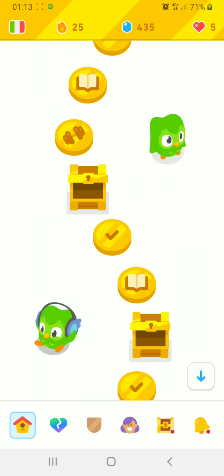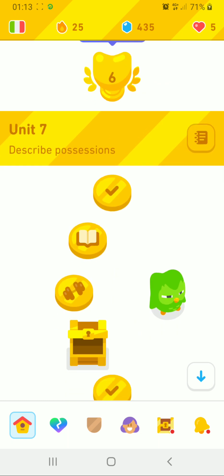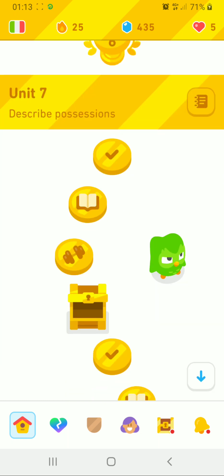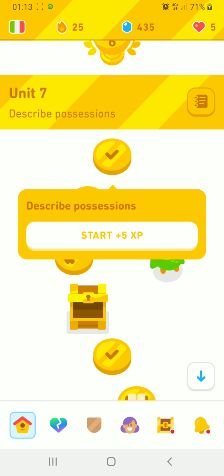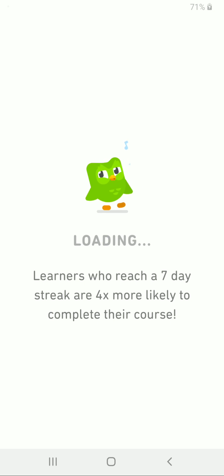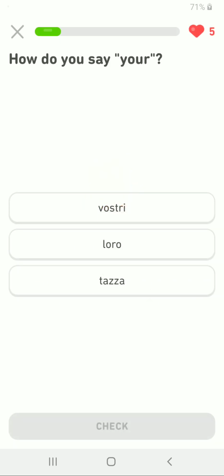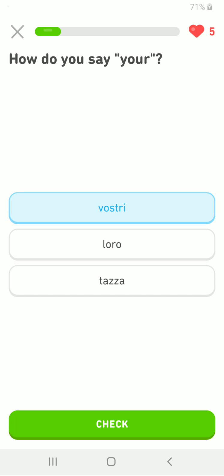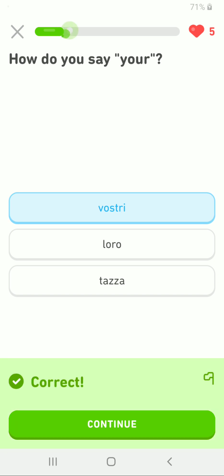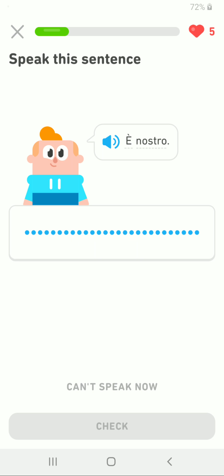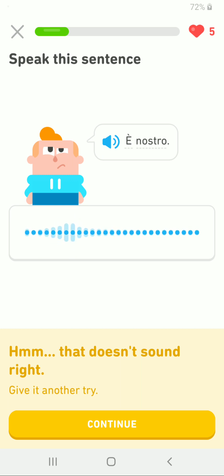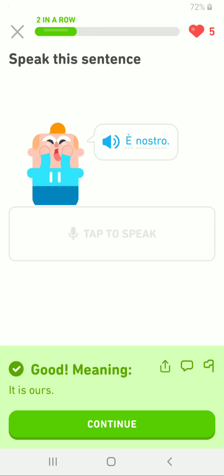Now we're going to brush up on the lessons. Since I already did all of them, I'm quite confident that I can do them without making any mistake. So we'll see how well I perform. Okay, now it's loading. Your: it has to be vostri. It's in plural, however. That's how we know it's a cup. È nostro, it's ours.